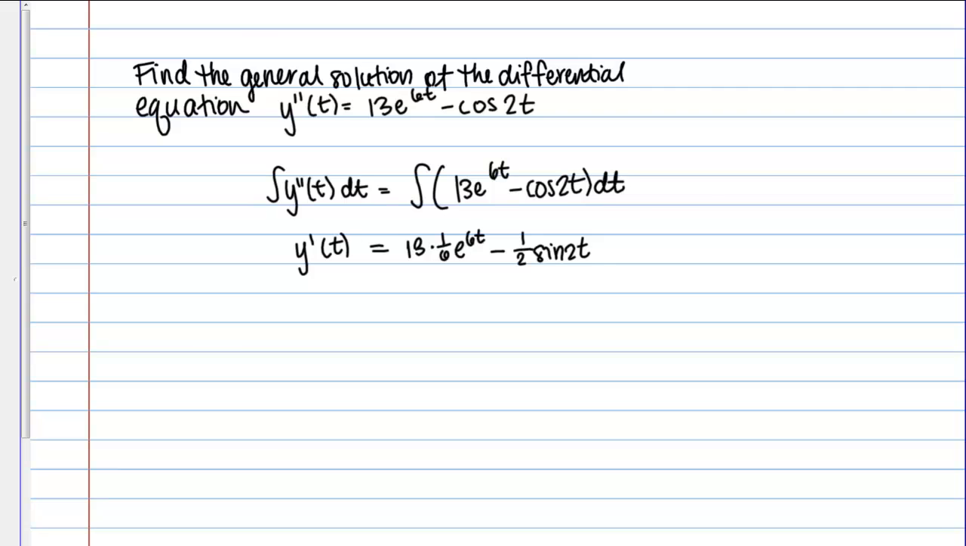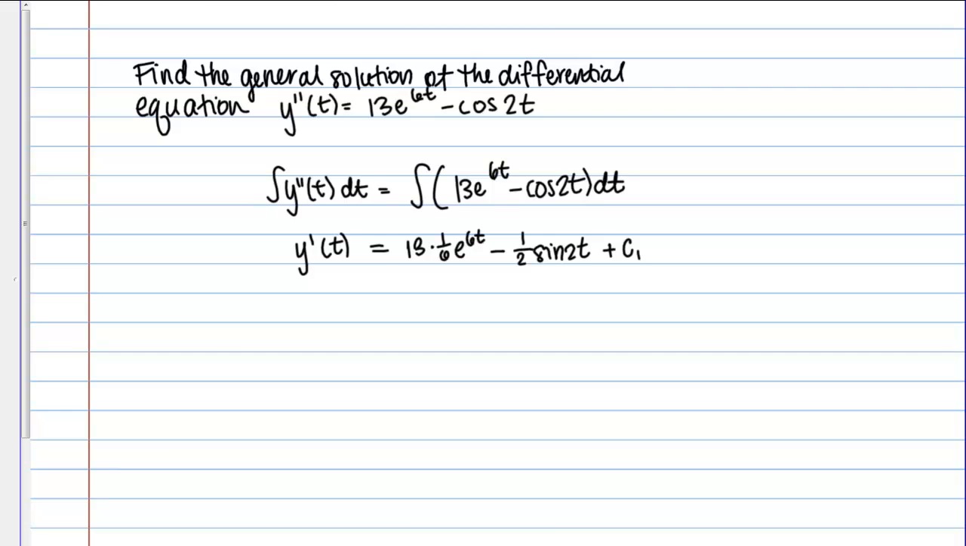So now I need a constant of integration. I'm going to write plus c1. The reason for this will become more apparent as we go through the problem, but because we're going to be integrating twice, we're going to end up with two constants of integration. So I want to distinguish those, so I'm going to call this one c1. Okay, so this is y prime of t.